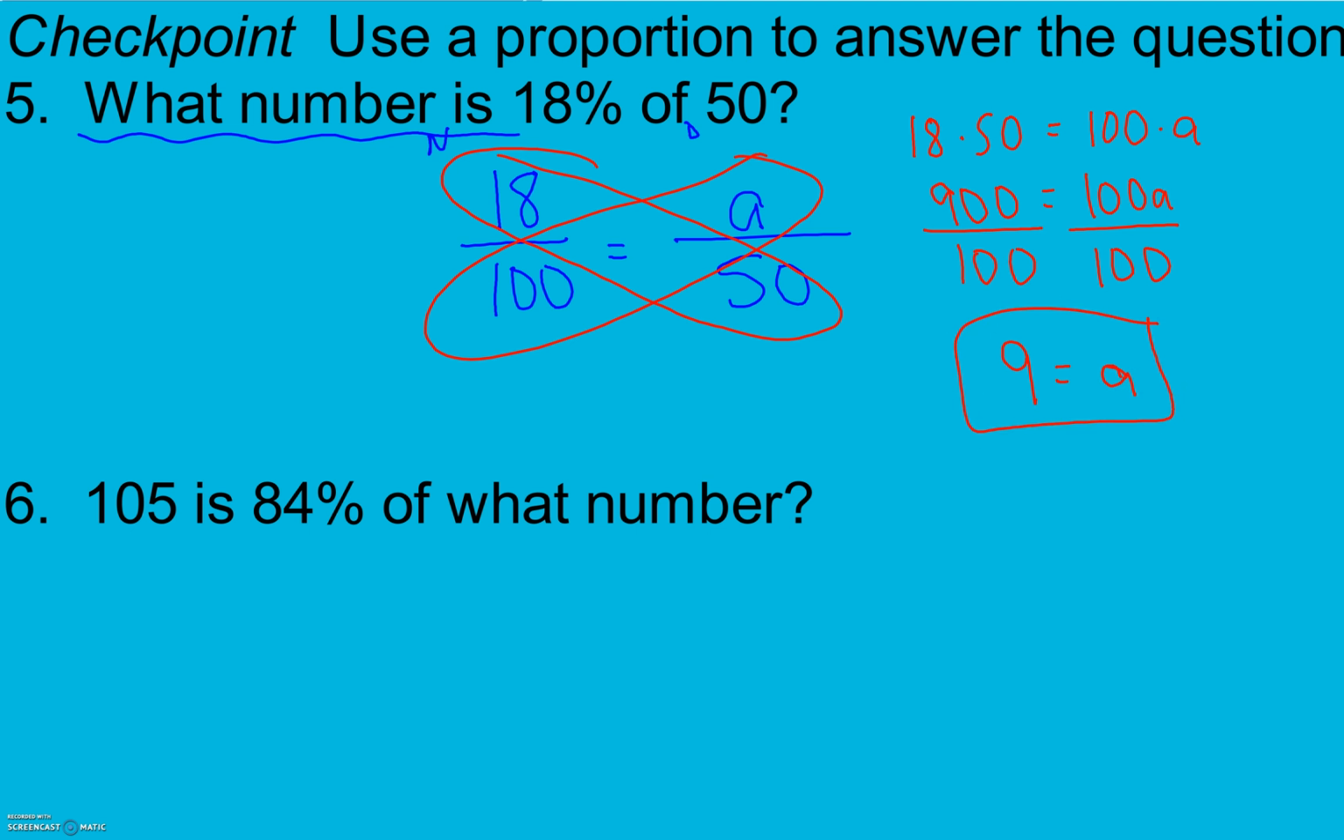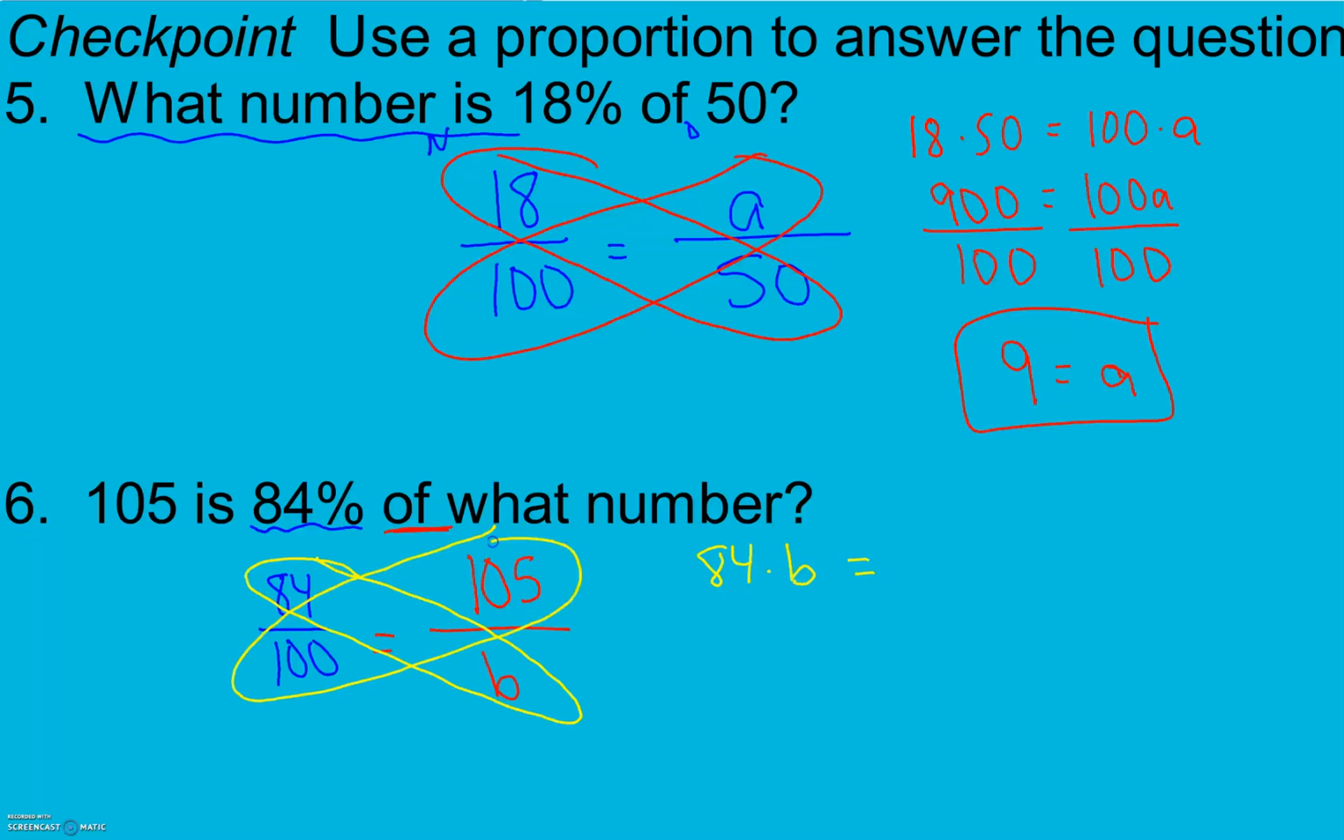Here we have 105 is 84% of what number? So 105 is 84%. That's the part. We know the part. We don't know of what number we started with. Of is our base. We want to know what number did we start with. And we know that's 84%, so 84 over 100. Again, one more time here, we have proportions, and we solve proportions by cross multiplying. Top of one times bottom of the other equals top of the other times bottom of the first.